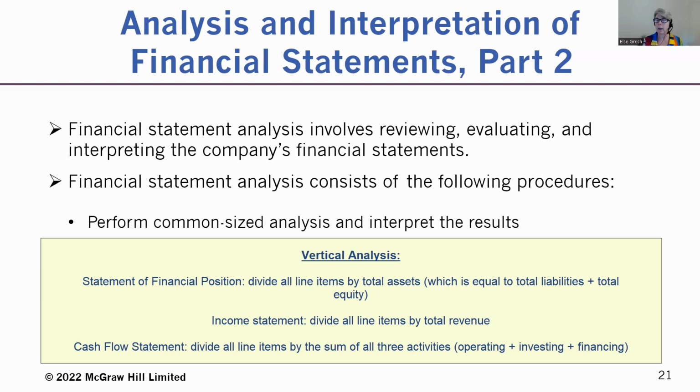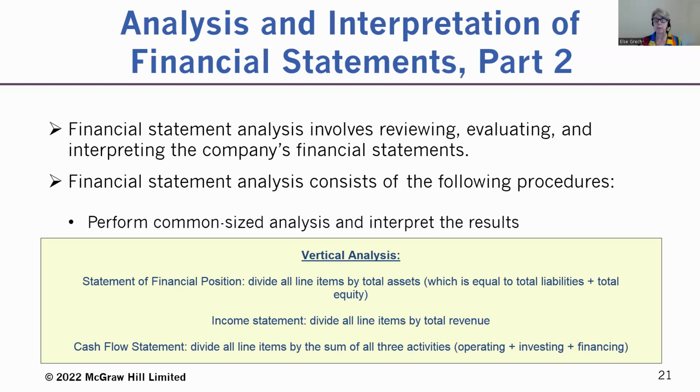Again, what we can do then is trend analysis, to see if this percentage is changing over time. If sales are going down and operating expenses are going up, we're going to see that in our vertical analysis. We can even do vertical analysis on the cash flow statement. We'll take the sum of all three activities and divide each activity by that sum. So again, we'll show what percentage of cash is coming from operations, what percentage is coming from investing, and what percentage is coming from financing.